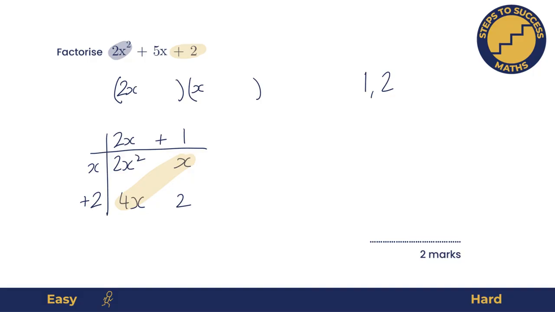So 4x plus 1x does give us 5x. So this is what we're looking for. If this hadn't worked, we would try it the other way round in the table until we get the one that does work. Anyway, for this one, we've got 2x plus 1, x plus 2.